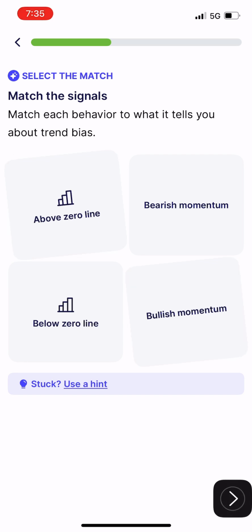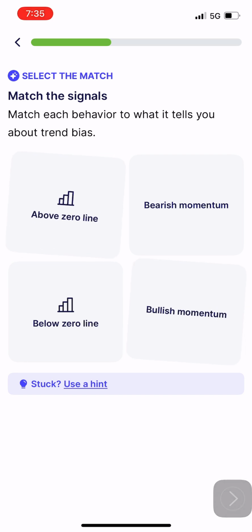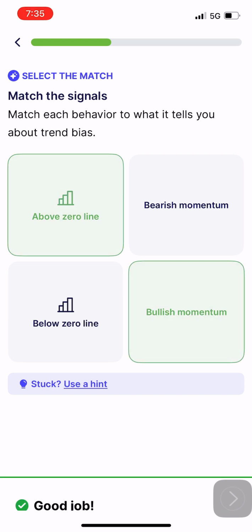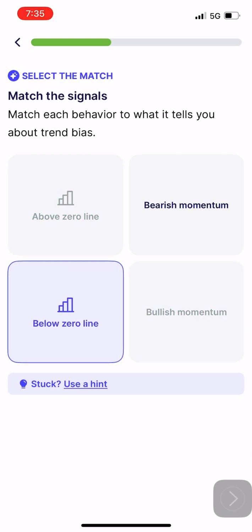Select the match. Match the signals. Match each behavior to what it tells you about trend bias. Bearish momentum. Above zero line. Bullish momentum. Below zero line.